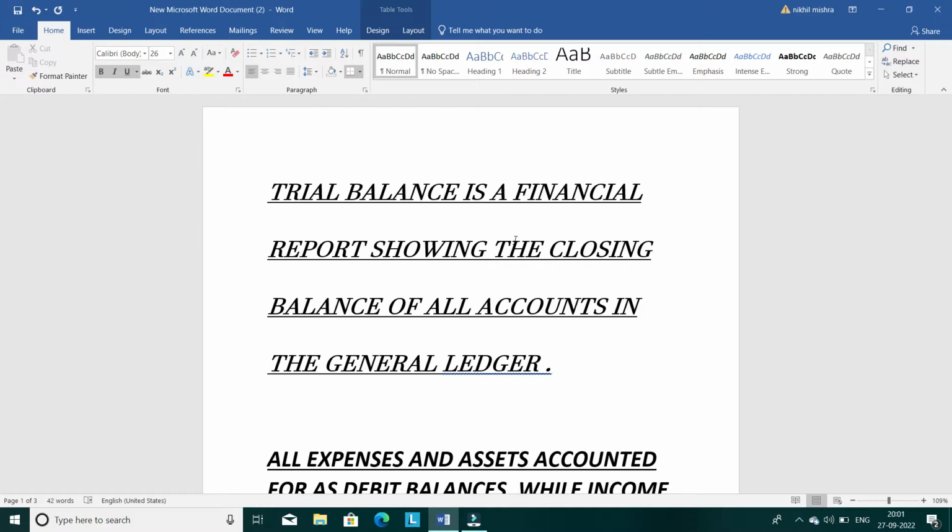Yes, so the balances of the ledger accounts, okay, that one we carry in the trial balance. Okay, we carry it forward to the trial balance. It's a financial report that shows the closing balance.